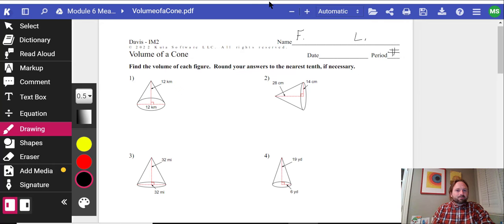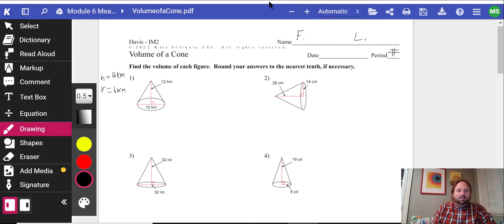Alright, here we go. Before we begin, let's figure out what the height and the radius of this cone are. The height of this cone is 12 kilometers. The radius is not 12, it is 6 kilometers.